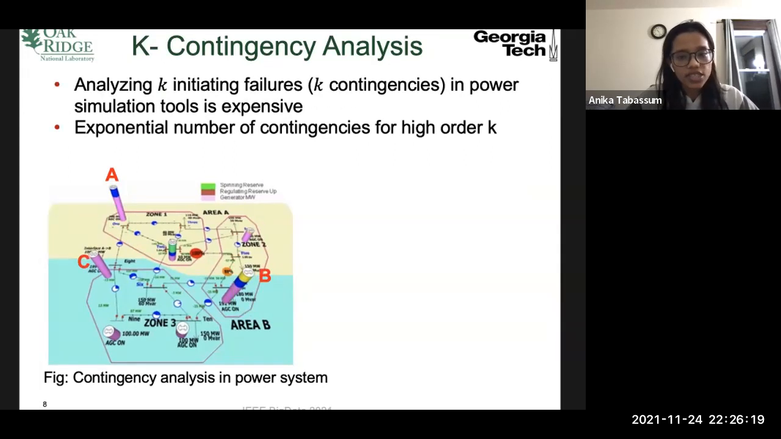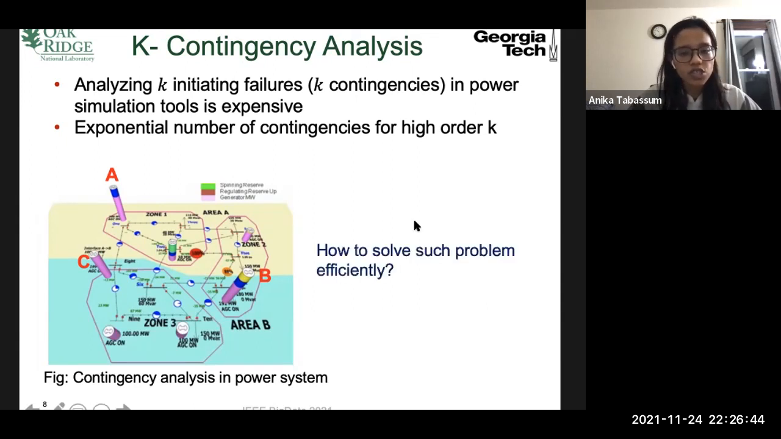Analyzing K contingency analysis and finding K triggers becomes expensive when the order of K becomes high, since finding combinations of components and analyzing their highest impact over the system is brute force and combinatorial. Now, how can we solve such a problem efficiently?